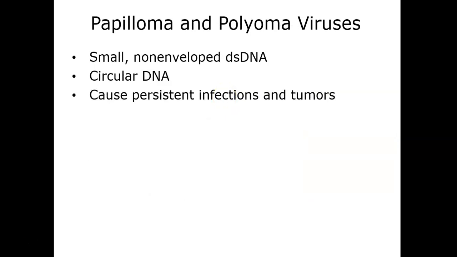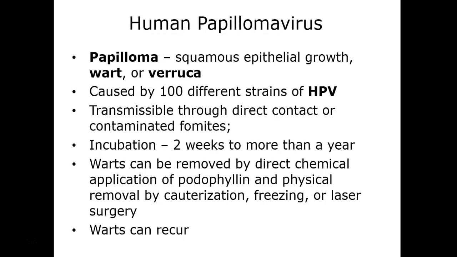The papillomaviruses and polyomaviruses are small and are often containing circular DNA to them. And these can cause either persistent infections and in some cases tumors. So we're going to start with HPV, which is acquired through either direct contact or exposure to fomites. There are over 100 different strains of HPV, and the incubation can be anywhere from 2 weeks to more than a year in length.